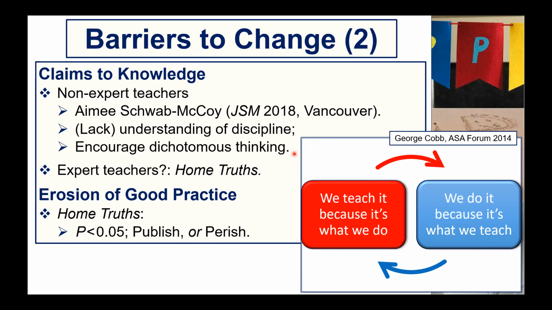And I think what happens is, they will just basically repeat what they got taught. And so what they learn, they teach, and end up in this vicious cycle. And I suppose in effect, it's what Cobb sort of indicated in our 2014 forum. We teach it because it's what we do, and we do it because it's what we teach. So we're in this vicious cycle.